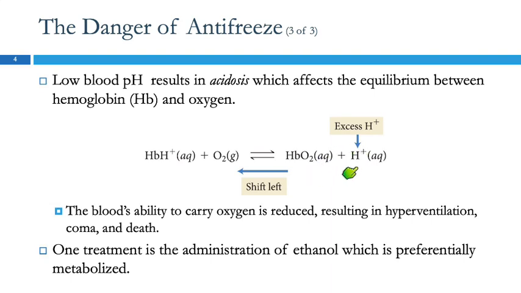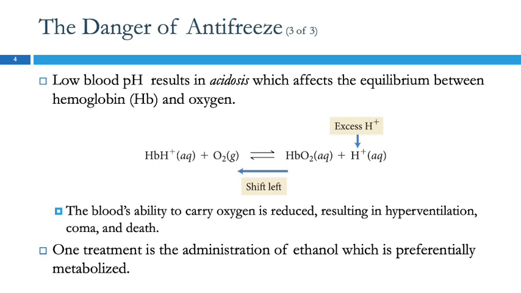So if there's extra hydrogen ions in the blood, that's going to shift the equilibrium here to the left, and the hemoglobin is not going to be able to pick up the oxygen as it comes through your lungs. So basically, you're suffocating from the inside. You're getting air, but your body can't use the oxygen in the air. So you see hyperventilation followed by coma and death.